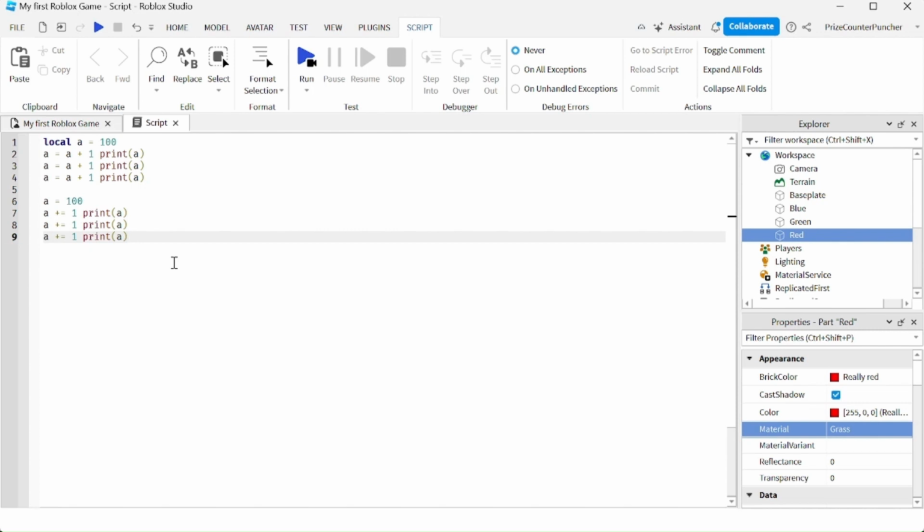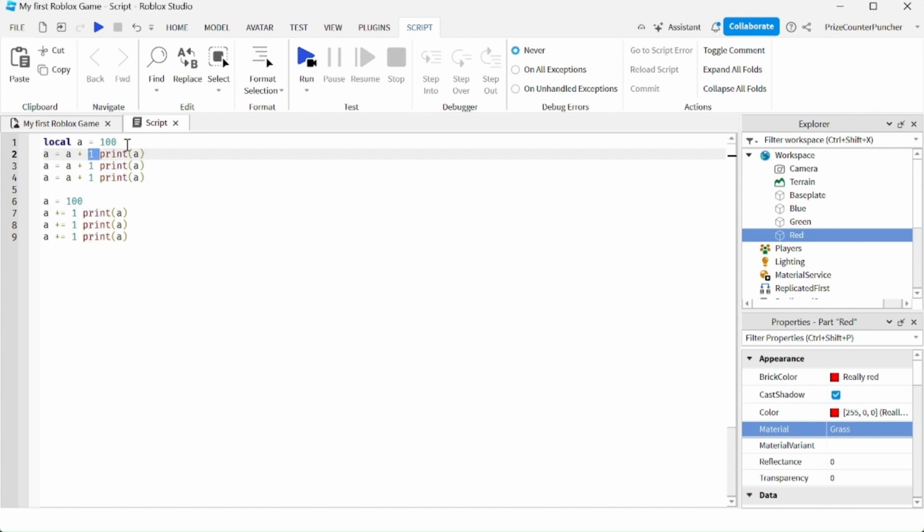What is a compound assignment? Basically, it is when you have a variable. Here I have variable a equals 100, and I'm just taking that same variable and setting it equal to itself plus another entry. So that makes it a compound assignment. In this case, we're adding on the value 1 each time.